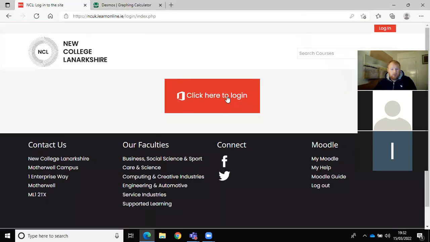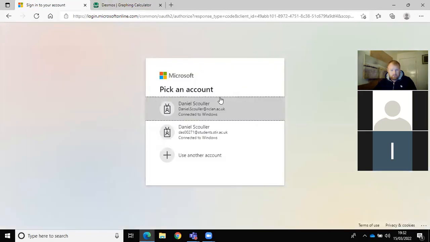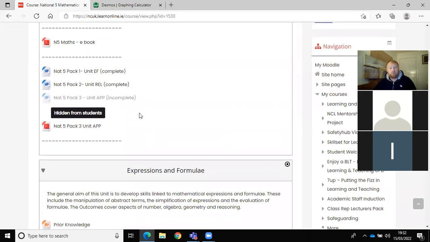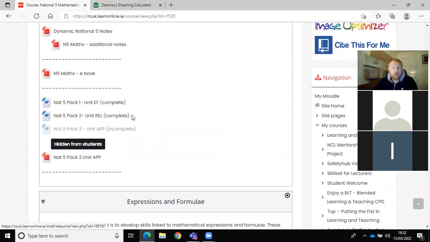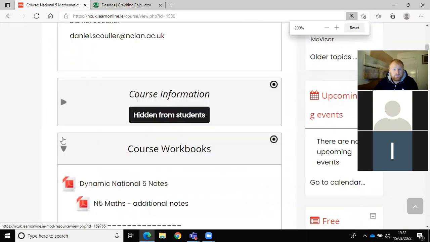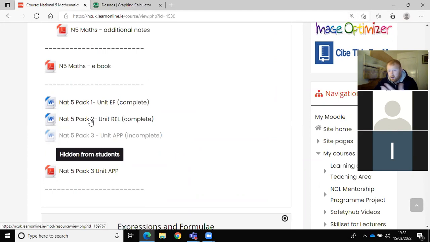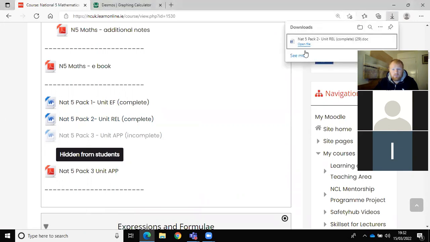Let's have a wee look. The questions are in Pack 2. The questions you can work through in Pack 2. Remember you can use other resources, that's fine. But for quadratics, we're looking at Pack 2.